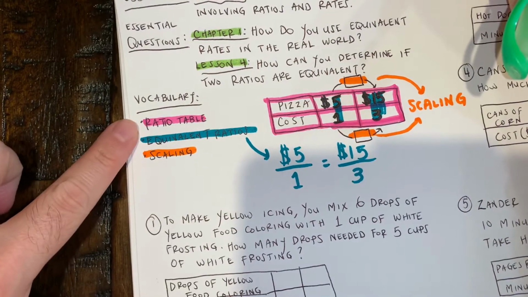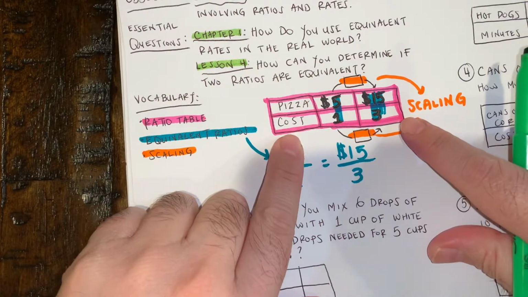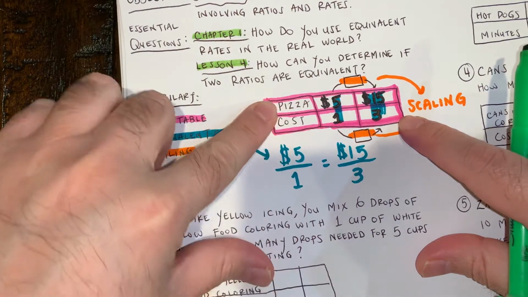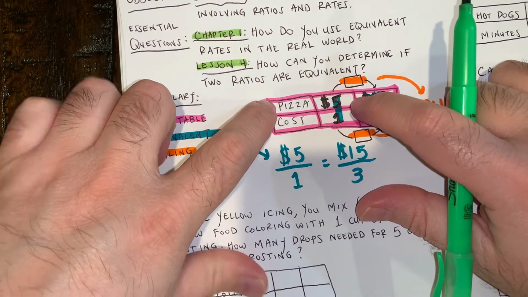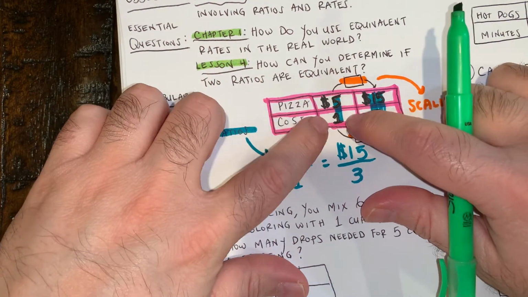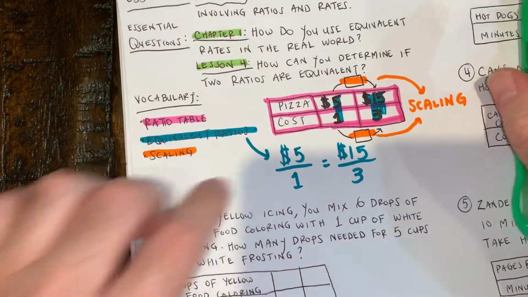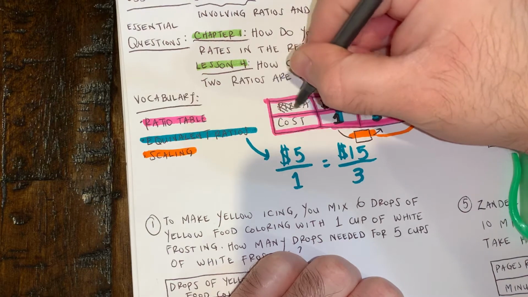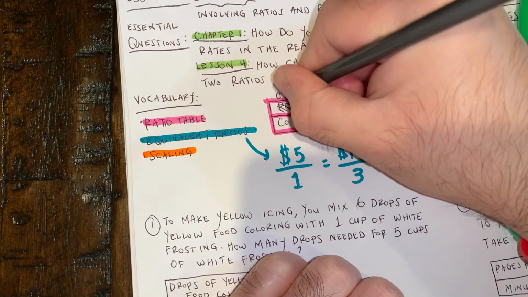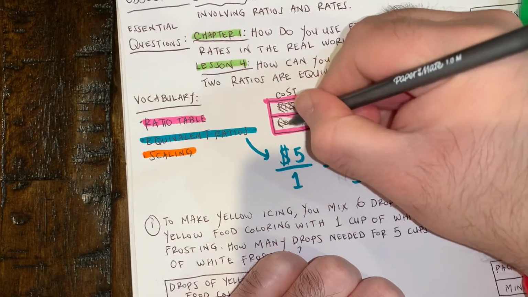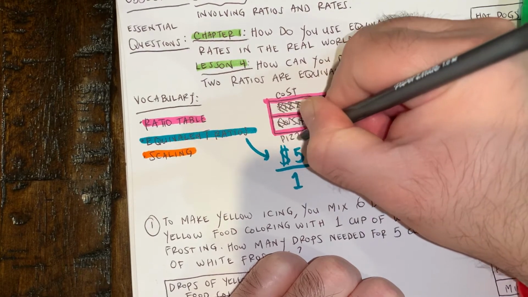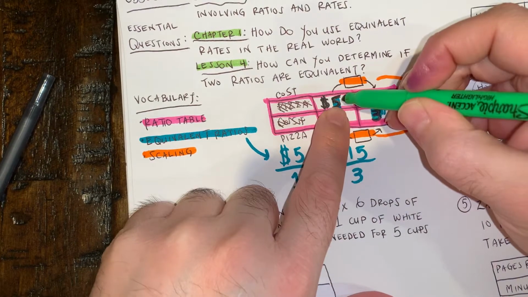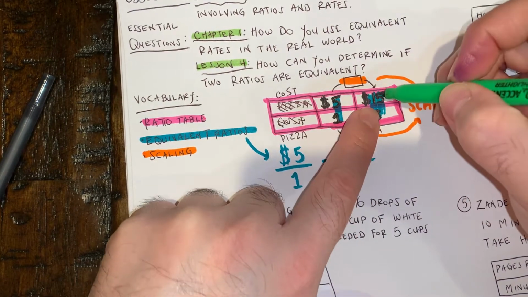We have ratio table. This is an example of a ratio table. So you can see that you have different ratios. Basically, this is telling you that the pizza, $5, and costs, oh, I messed up. Let me fix it really quickly. I should have cost up here, sorry. And I should have pizza down here, sorry. So what this is telling you is that every pizza costs $5, or that 3 pizzas cost $15.